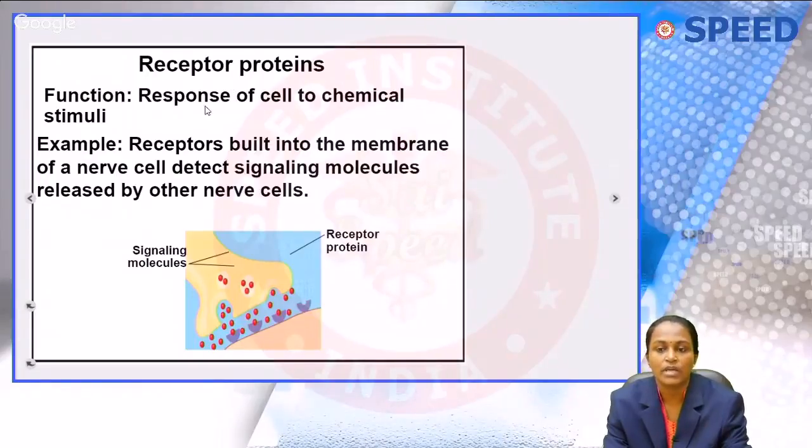They respond to chemical stimuli. See the examples: the receptors are built into the membrane of the nerve cell and they detect the signal molecules, and then from one cell they pass it to the other cell. This is the work of the receptor proteins. A stimulus is nothing but an impulse. You're familiar with these words. Stimulus is nothing but an impulse created.